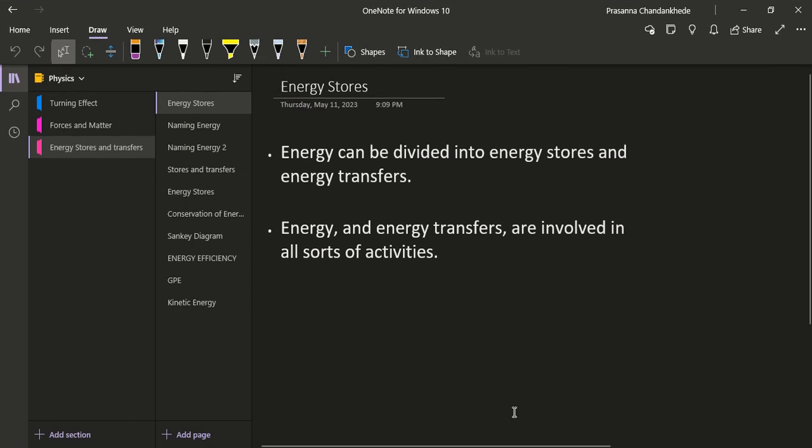Today we'll be looking at Physics IGCSE chapter number 6, Energy Stores and Transfers. Let's start. Energy stores. Energy can be divided into energy stores and energy transfers. Energy and energy transfers are involved in all sorts of activities.